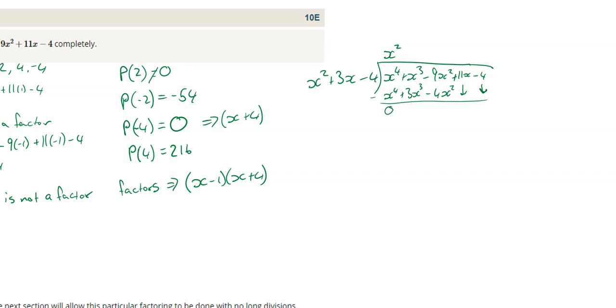That minus that is going to be negative 2x cubed. That's going to be negative 5x squared. And that's plus 11x minus 4. So negative 2x, negative 2x cubed, minus 6x squared, and plus 8x. Cool.